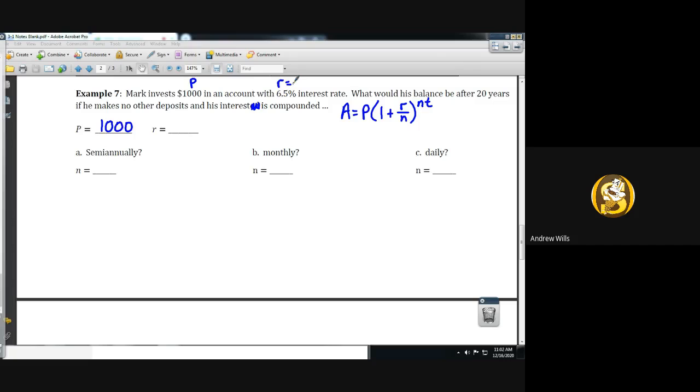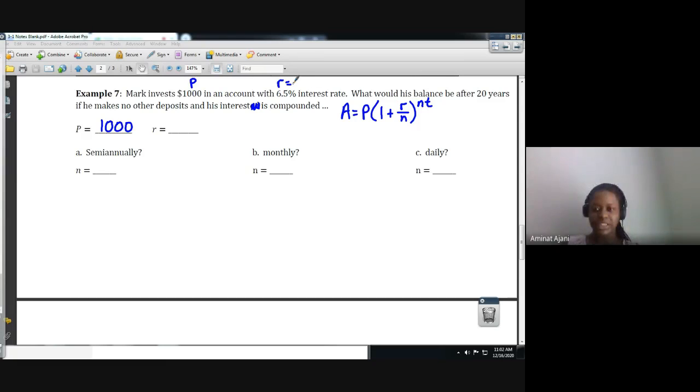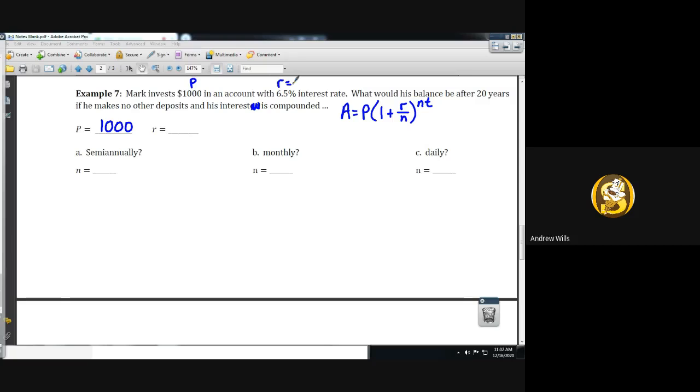How do we convert a percentage to a decimal? Divide by 100. Very good. So 6.5% as a decimal is 0.065. We move the decimal place 2 places to the left. So our interest rate is 0.065. The other thing that we know here is the time. T is 20 years.